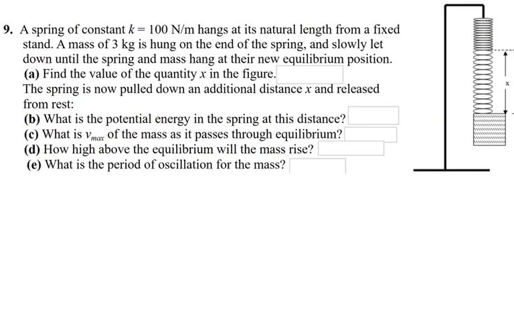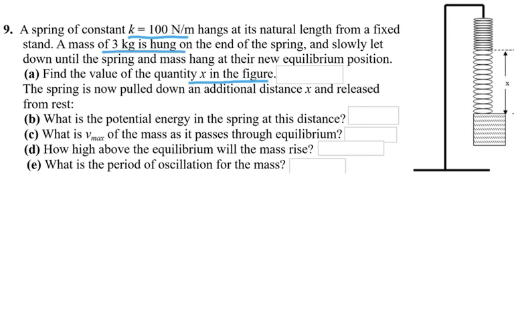Here's one more question that we're going to look at together. A spring of constant k equals 100 newtons per meter hangs at its natural length from a fixed stand. A mass of 3 kilogram is hung on the end of the spring and slowly let down until the spring and mass hang in their new equilibrium position. Find the value of the quantity x in the figure, by how much it got stretched.